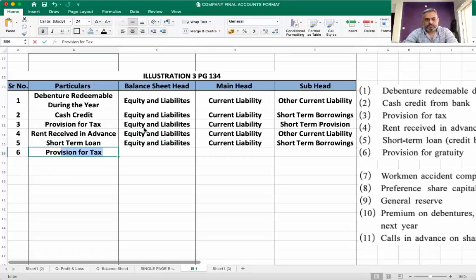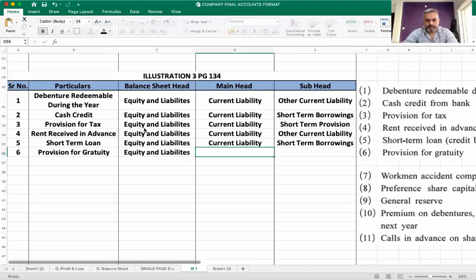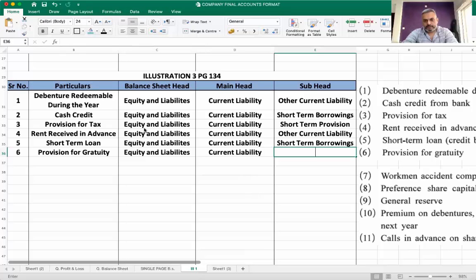Sixth, provision for gratuity. Provision for gratuity, again equity and liability, current liability. Okay, it's a provision, so short-term provision.